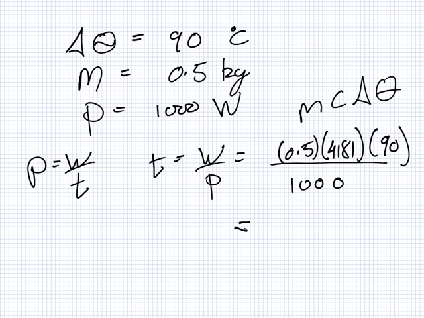How do we know if we need to use Celsius or Kelvin? It doesn't matter, because you're always looking at delta theta. You're never looking at theta, the temperature. So strangely, it doesn't matter if it's Celsius or Kelvin, because since you're only looking at differences, it'll be the same. So this is actually the same as 90 Kelvin as well.